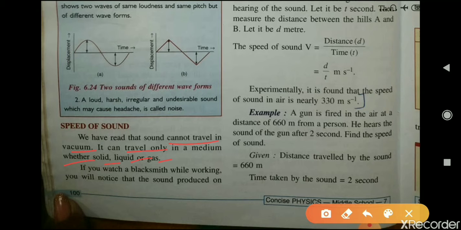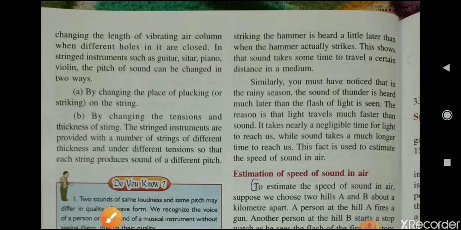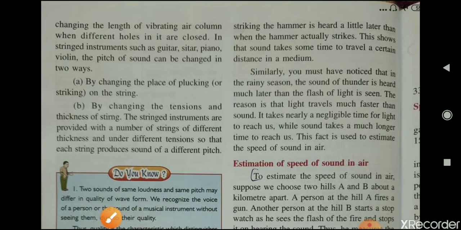Okay, now if you watch a blacksmith while working, you will notice that sound produced on striking the hammer is heard a little later than when the hammer actually strikes. This shows that sound takes some time to travel a certain distance in a medium. Means sound reaches us after a certain time. Okay.